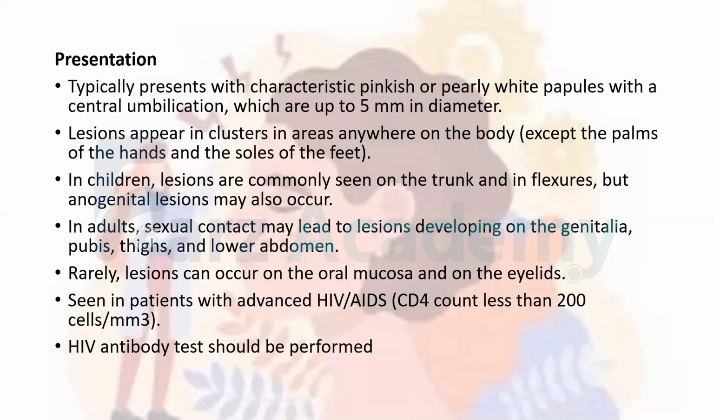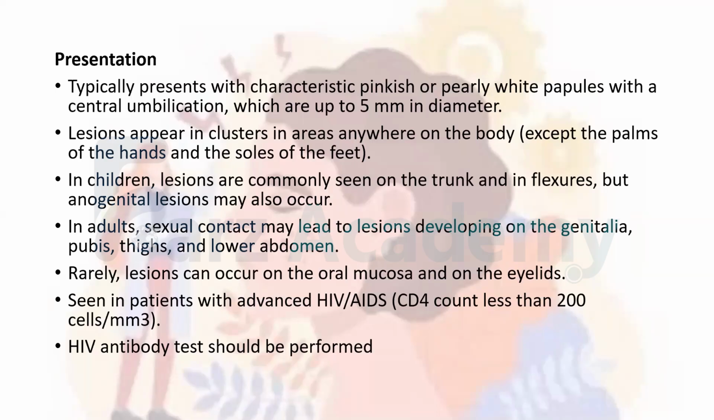And lesions appear in clusters anywhere on the body because they spread because of scratching, and these lesions are extremely itchy. It can spread from nearby sites. And in children, lesions are commonly seen on the trunk and in the flexures. In adults, sexual contact may lead to lesions developing around the genitalia, thighs, and lower abdomen as well. Okay. So rare lesions can occur on the oral mucosa and eyelids.